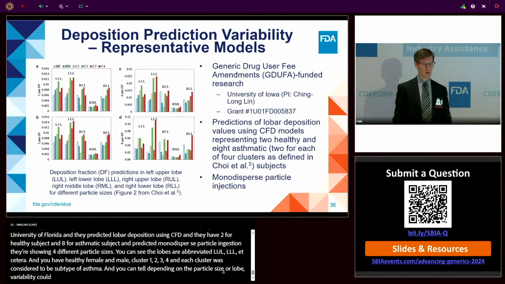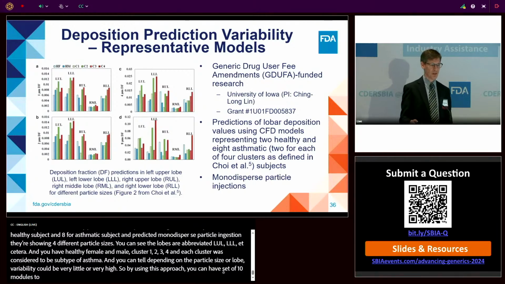So by using this approach, you could have a set of 10 models that you use to just capture the population as a whole. You're not thinking about powering your study like an in vivo study.